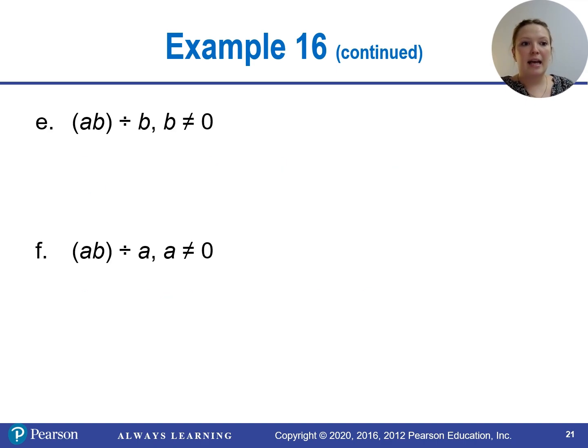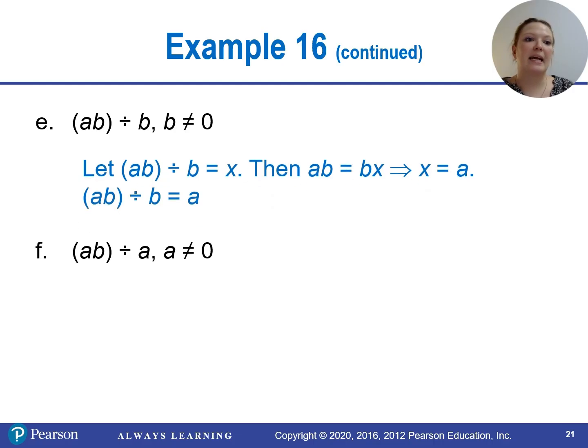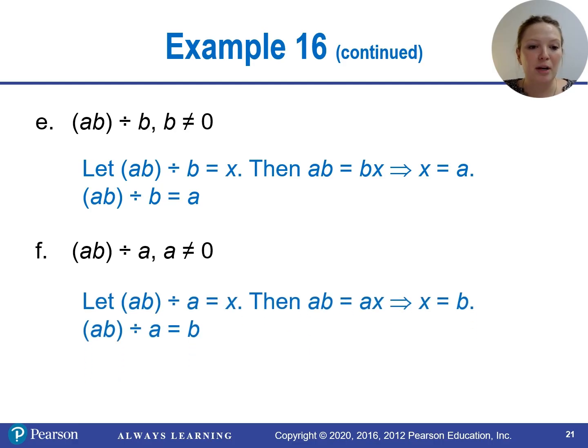If we think about AB divided by B, B not being 0, then we would say AB divided by B is some x, where AB equals B times x. X should be A. So AB divided by B is A, because AB equals B times A. And lastly, we have AB divided by A, A not equal to 0. Again, this would be the number x such that A times x gives us A times B, so x is B. So AB divided by A is just B.